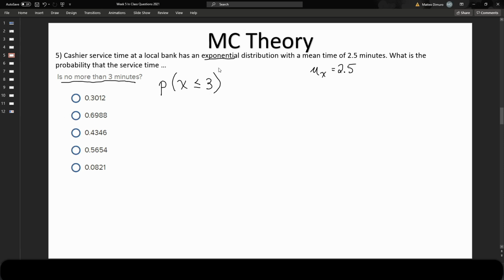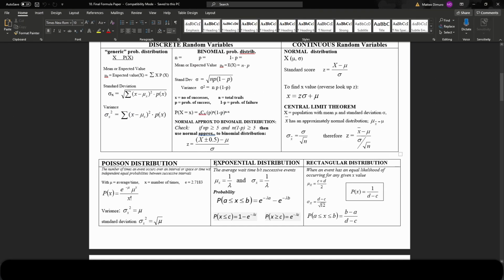Well, it's exponential. So grab your formula sheet, here it is, and you're checking out the exponential distribution. A couple things to note. You need to find this lambda character. That's this fancy looking character here. It's called lambda. We do have a formula right down here for x less than or equal to a number, and it's 1 minus e to the power of negative lambda times c. So that's the formula we're going to be using.